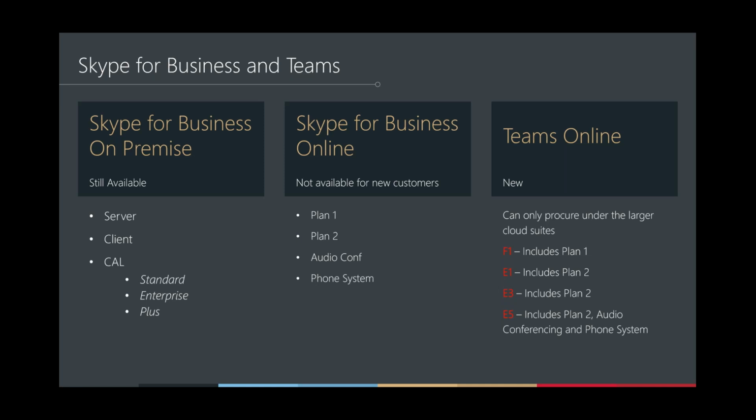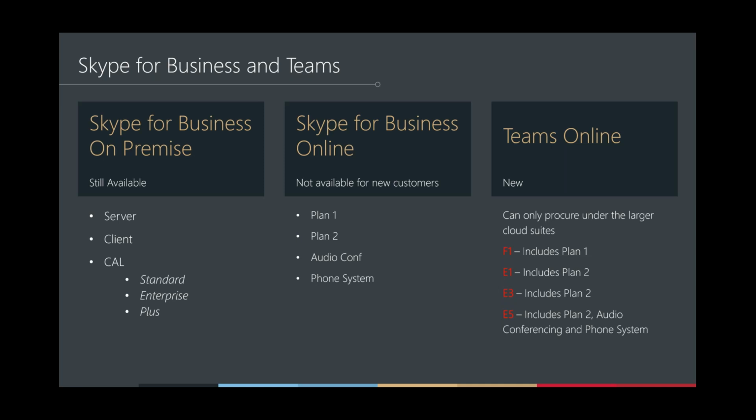So we're coming from, where to start, Skype for Business on-premise. Skype for Business on-premise is still available. And even before the cloud world, you'd effectively license a server, an on-premise server. You'd license a client, the Skype for Business client, the thing you click into to start. And then each user would need a CAL, a client access license, on premise.